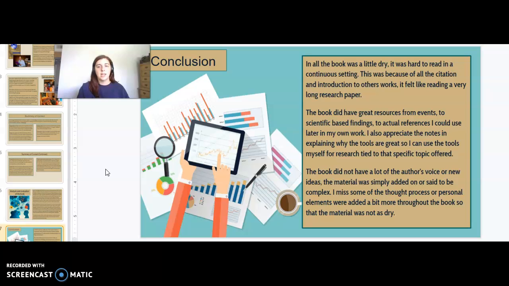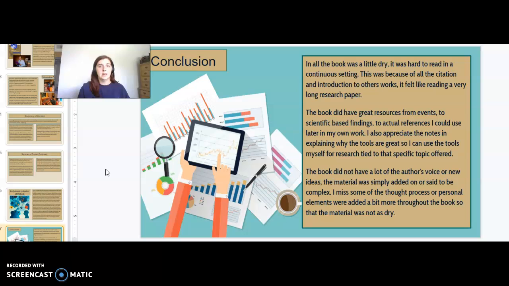I do wish that his voice was heard more. While he did expand on things, he didn't offer new ideas in his own opinion. He just said that they were either more complex or he added a little bit more to it by connecting it to another story. So I do wish there was more of his voice, not just in chapter 7. But other than that, I really did appreciate the book.